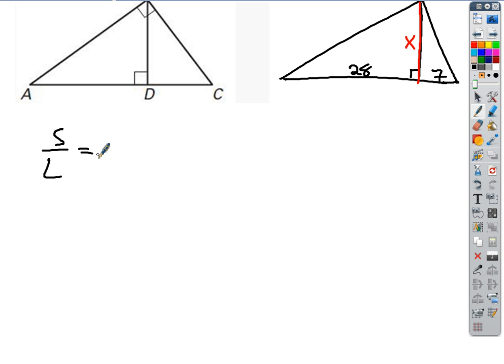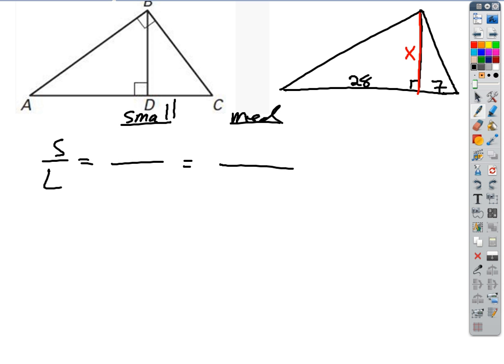So we're just going to set up that ratio for the small triangle and, in this case, the medium triangle, right? In the small triangle, what is the ratio of short over long, S over L? 7 over x. Yeah, 7 is the short, and x is the long, right? What about in the medium triangle? What's the short? The short side is x, and the long side is 28. So now it's a piece of cake. Once I get that ratio equation set up, it's a piece of cake.